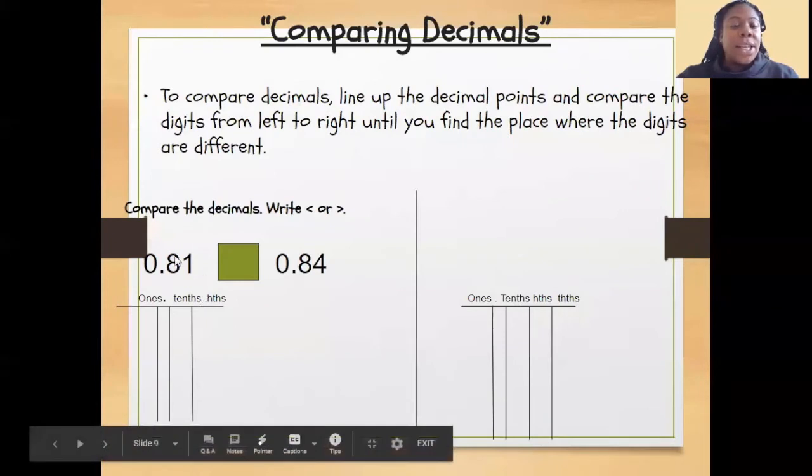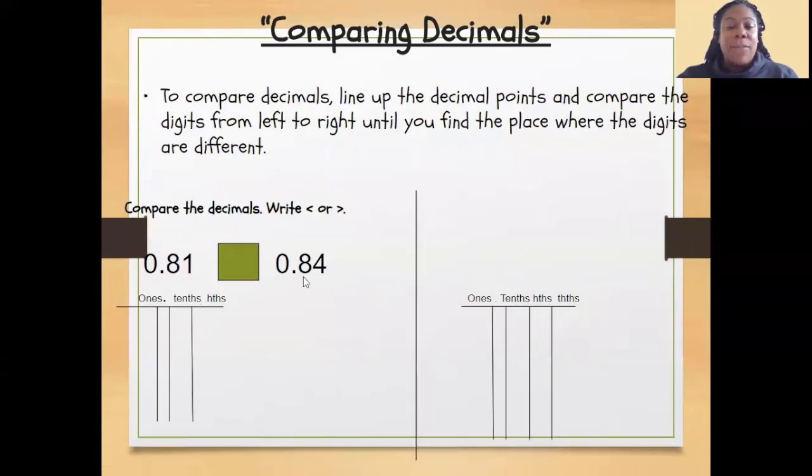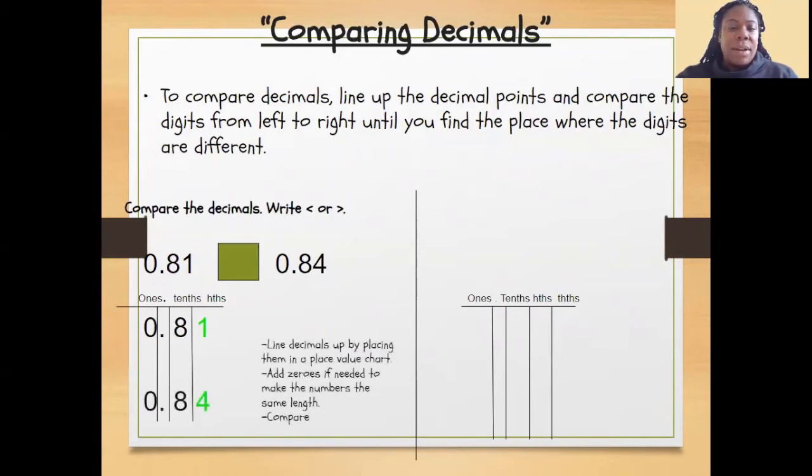So take a look at the first set of decimals that we have, 81 hundredths and 84 hundredths. The first thing I like to do is place them into my place value chart as such. I line up my decimals in the correct column, and then I look at each column to see if the numbers are the same or different. Once I do that, if I need to add zeros, I will. If not, I just compare them.